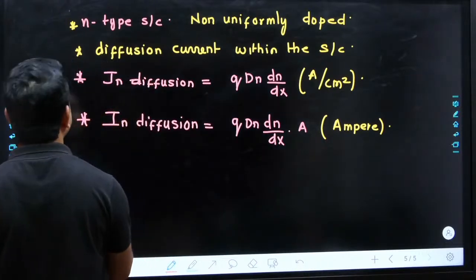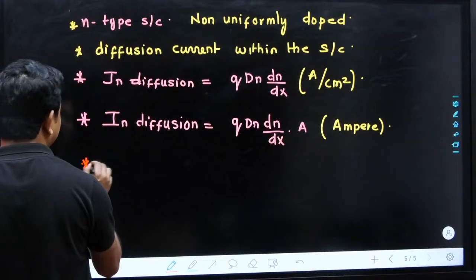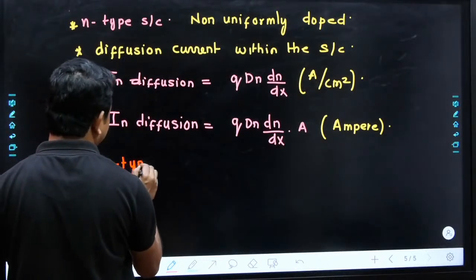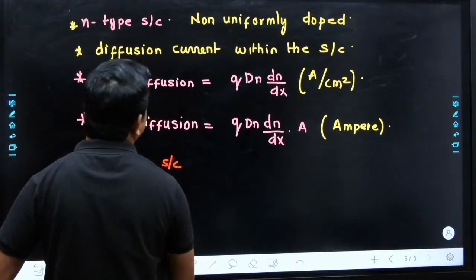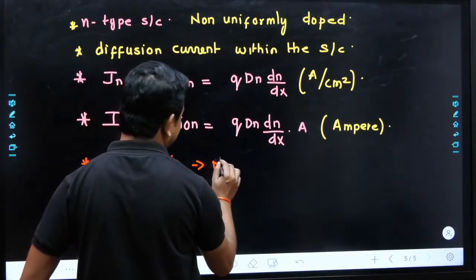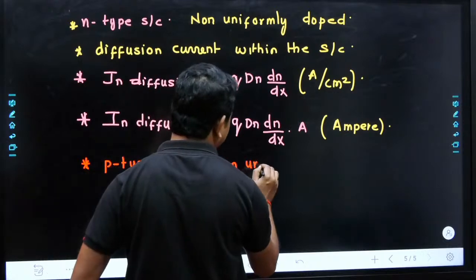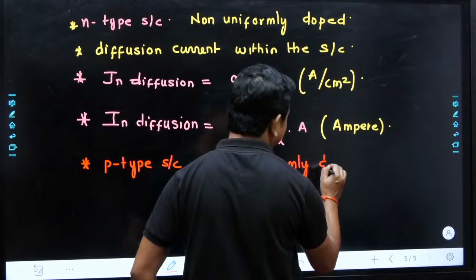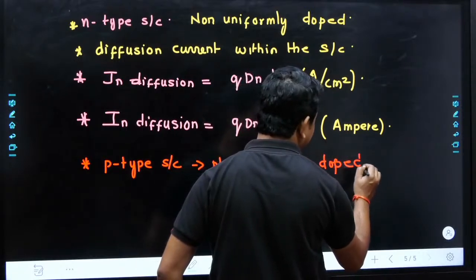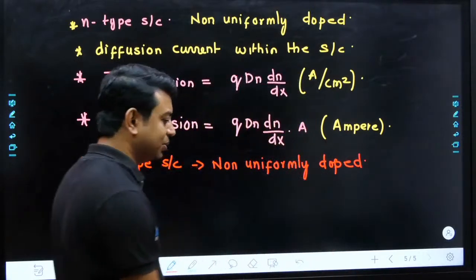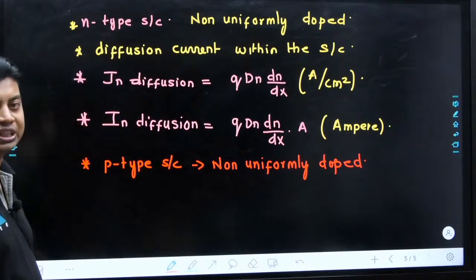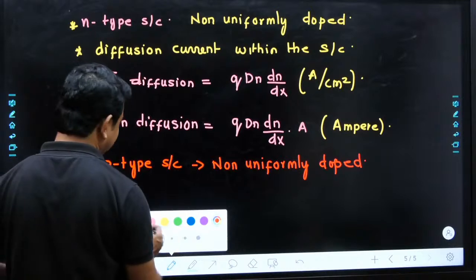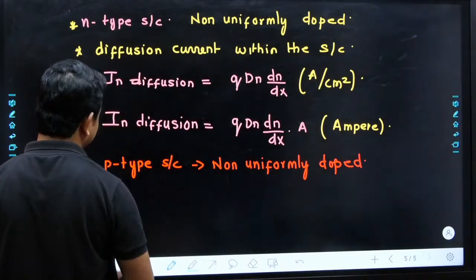In the similar way, we were talking about an n-type semiconductor, now we are talking about a p-type semiconductor, which is again a non-uniformly doped semiconductor. If the concentration is changing with respect to distance, then we are having again diffusion current within the semiconductor.